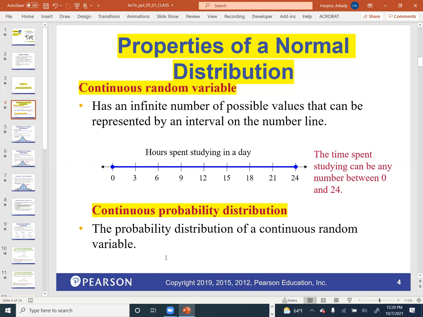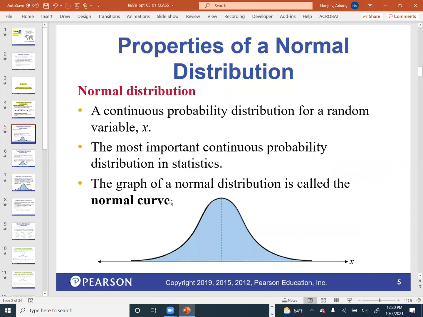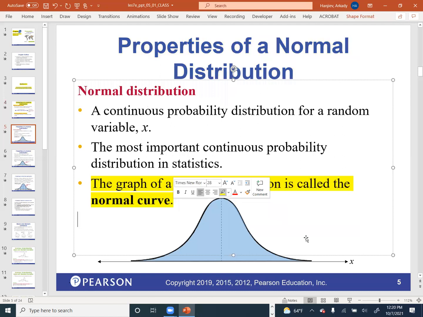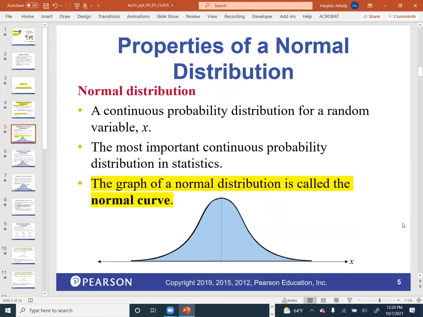All right, I think I see everybody done now. So let's jam. On the next one, this is the only thing you need to write down right here. So the graph of a normal distribution is called a normal curve. And have we seen something like that before?